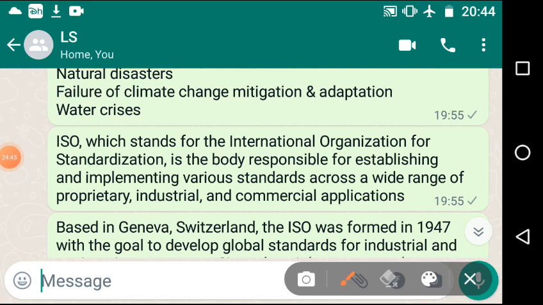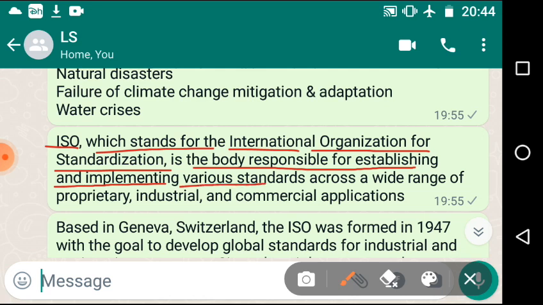ISO, which stands for the International Organization for Standardization, is the body responsible for establishing and implementing. That means we are not just making a plan, but we are putting that plan into effect, using various environmental standards across a wide range of proprietary, proprietary means property owning, the trade which is owned by a particular man or a particular company, particular shareholders, industrial and commercial applications.